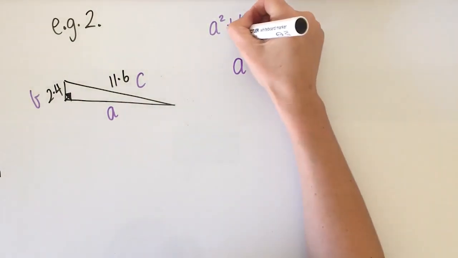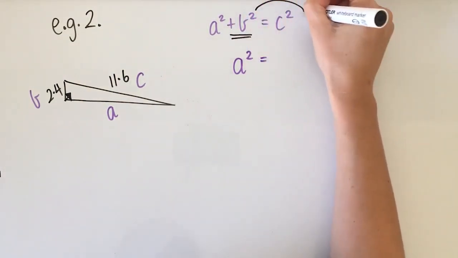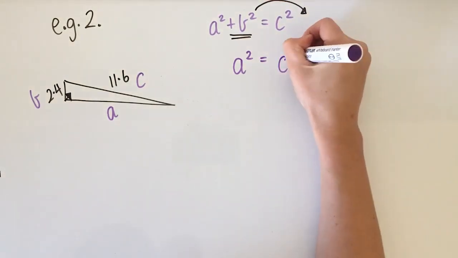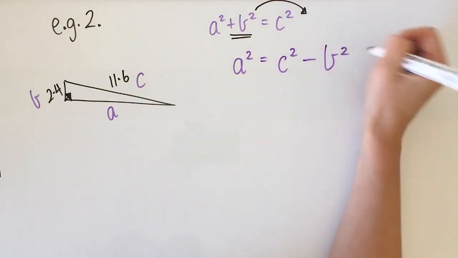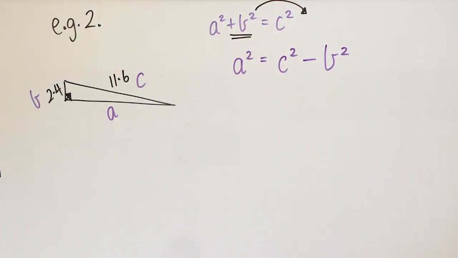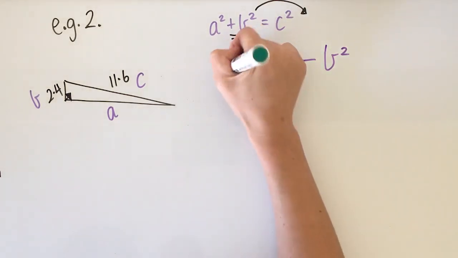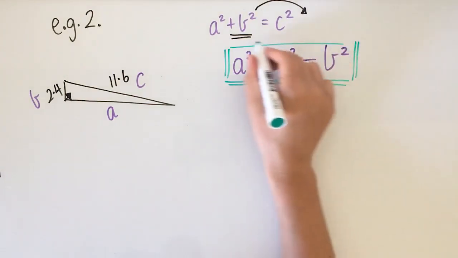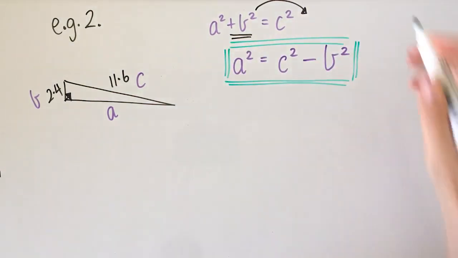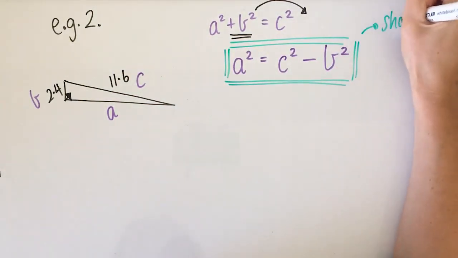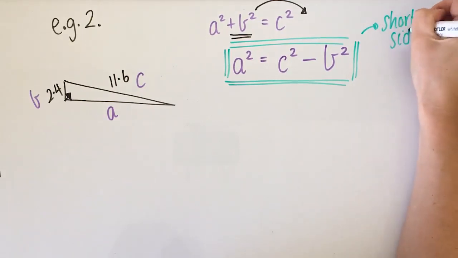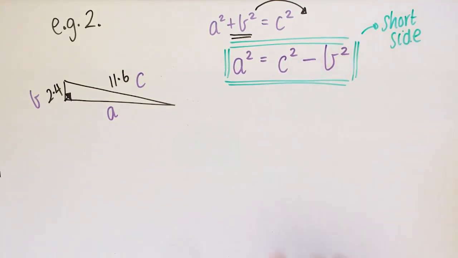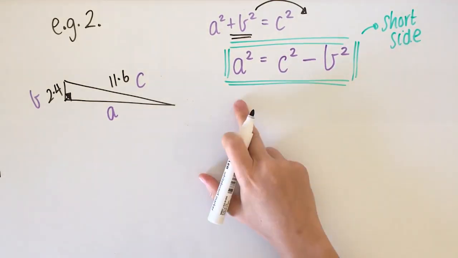So what I really want is A squared equals something else. We're getting rid of this B squared. We're going to take it away and put it over this side. So I'm going to get C squared minus B squared. Again, if the rearranging of the formula is confusing for you, you just need to remember that this is the formula we use when we're trying to find a short side. And remember we talked about in the last example, the short side being a subtraction.